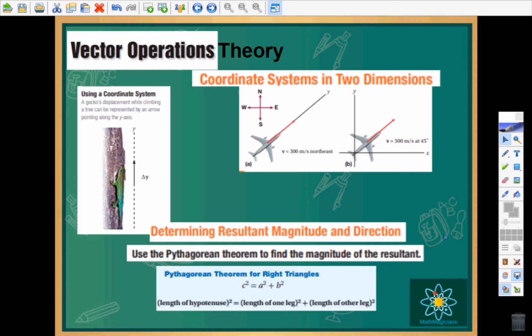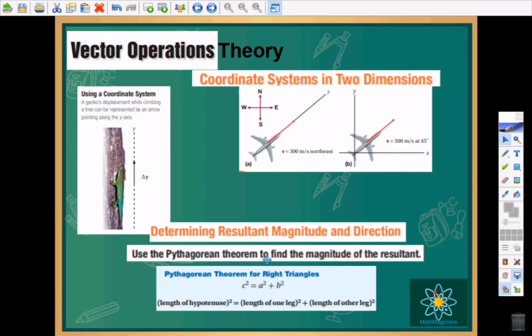Let's continue now with determining resultant magnitude and direction. Earlier we found the magnitude and direction of a resultant graphically. However, this approach is time consuming and the accuracy of the answer depends on how carefully the diagram is drawn and measured. A simpler method uses the Pythagorean Theorem and the tangent function.